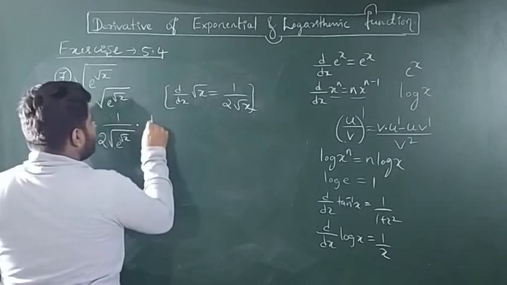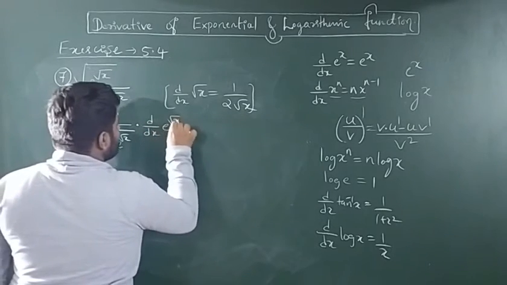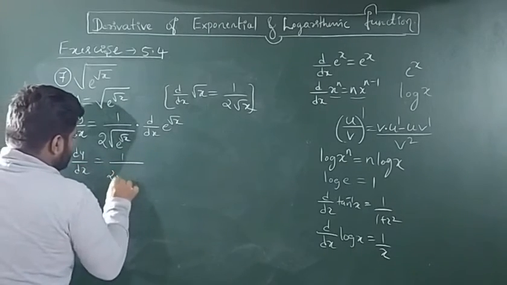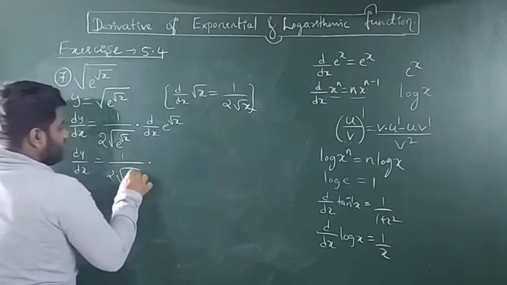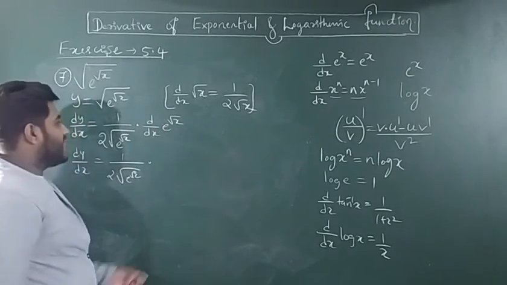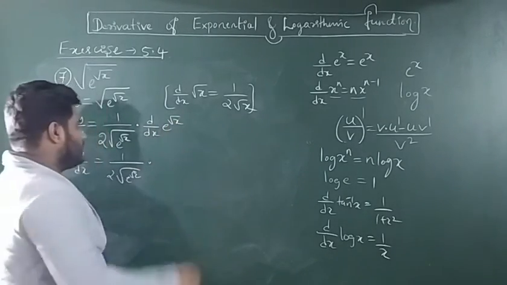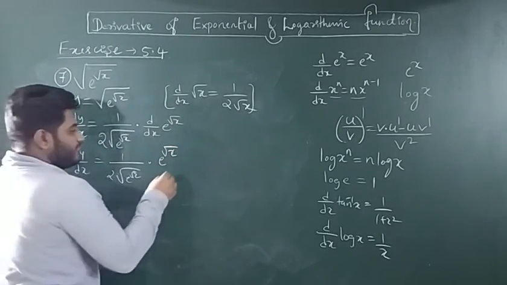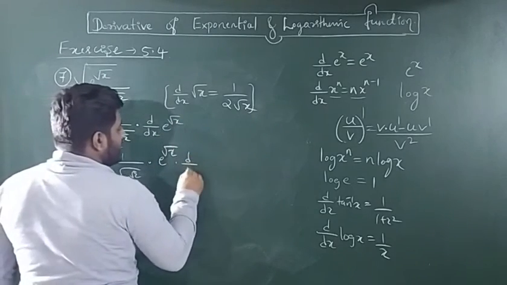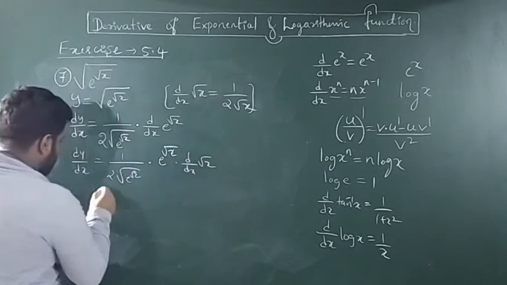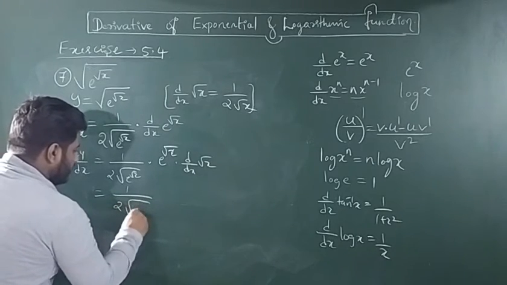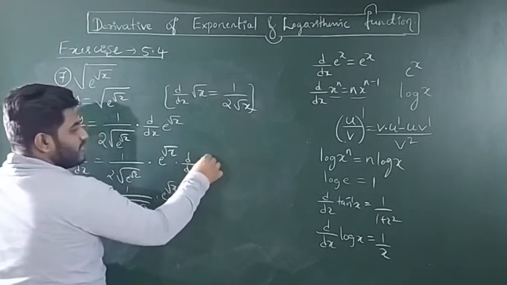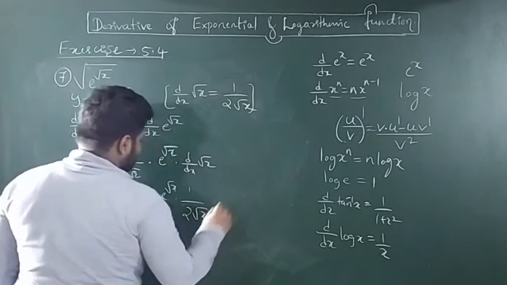Into differentiation of, yes, d by dx of e raised to root x. Next one, dy by dx equal to 1 divided by 2 root e raised to root x into d by dx of e raised to root x. Again we treat root x as x. So differentiation of e raised to x is e raised to x only, but in place of x we are having root x. Now into differentiation of root x we have to take. Again, 1 divided by 2 root e raised to root x into e raised to root x as it is. Now differentiation of root x is 1 divided by 2 root x.